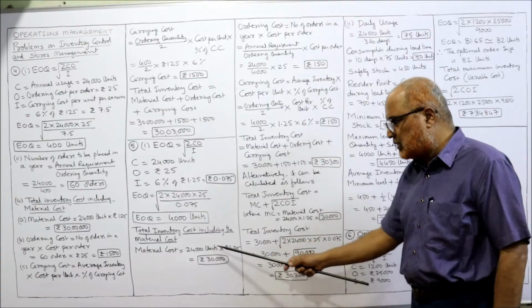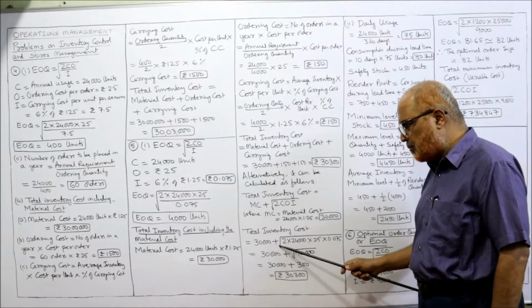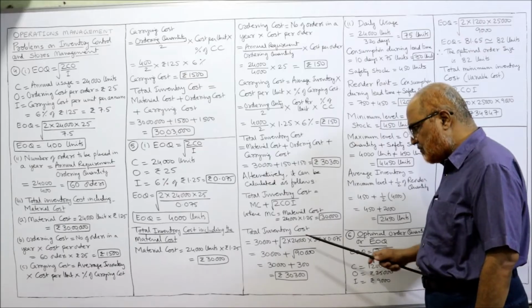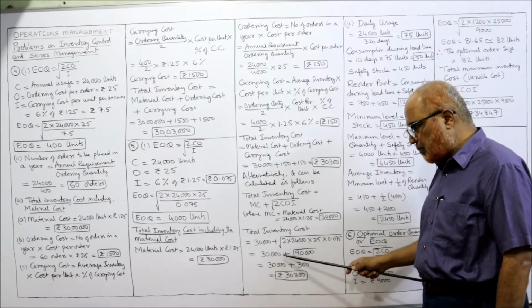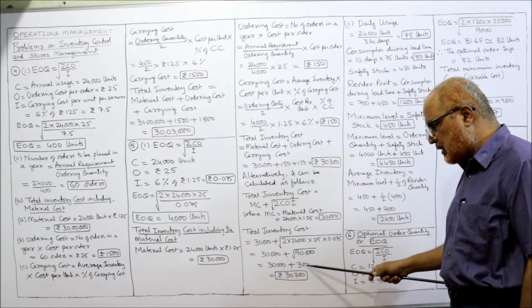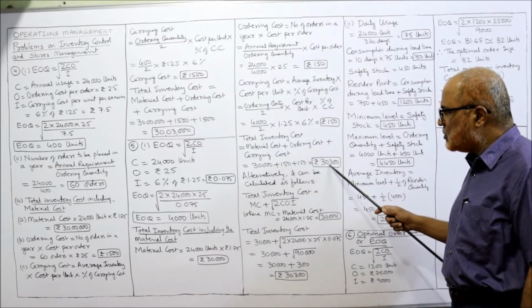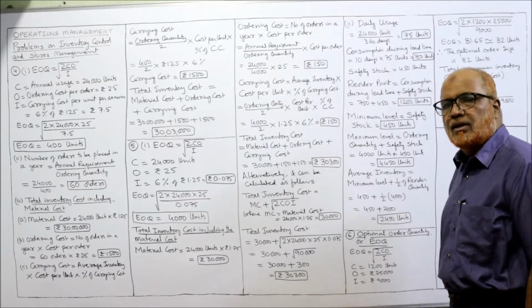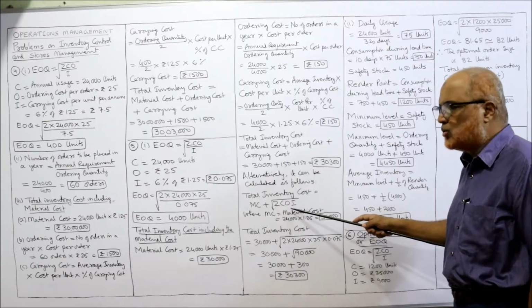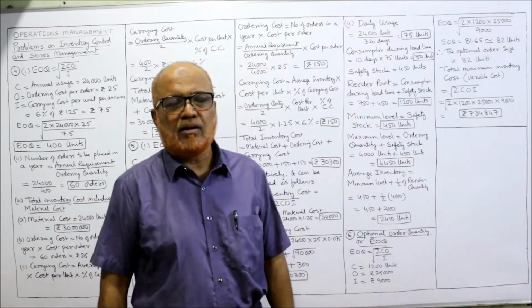Material cost we already know: 24,000 into 1.25, 30,000. Now total inventory cost will be MC 30,000 plus 2 into 24,000 into 25 into 0.075 under root. So 30,000 plus, if you multiply all the terms, you'll get 90,000. 90,000 under root, you'll get 300. So 30,000 plus 300, 30,300. The same value we got here also, 30,300. So whether you calculate separately or by simply using this shortcut formula, you will get the same answer for total inventory cost.